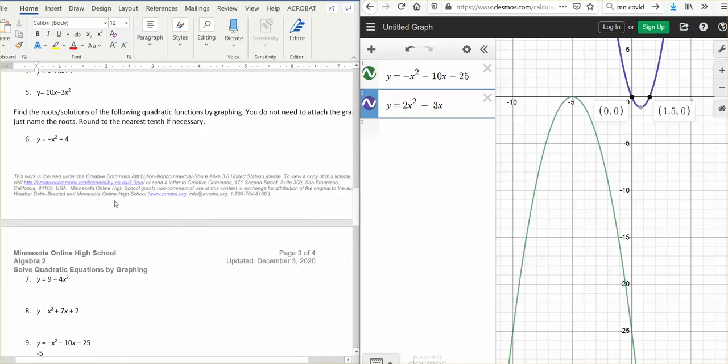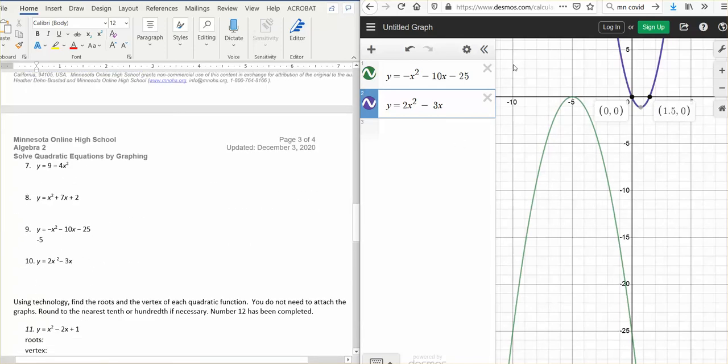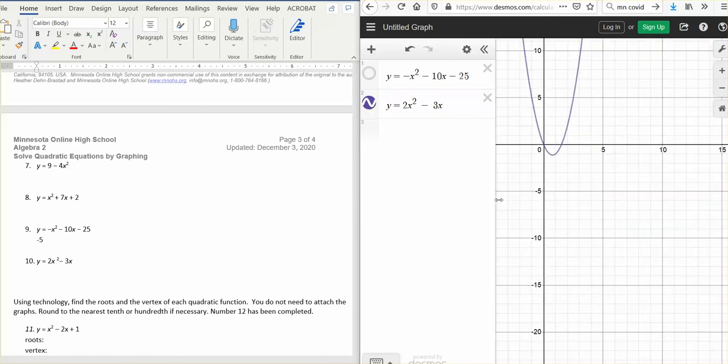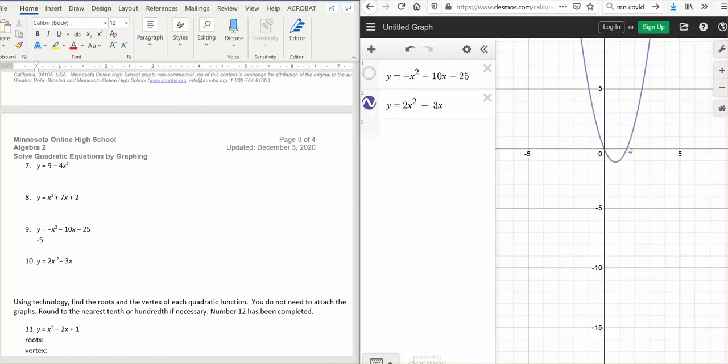So when you're doing numbers 6 through 10, you can put them on the same page. You don't have to attach it. You could even just turn off the one so you can just focus on that one. And then you can zoom in as needed or click to find the solutions to your quadratic function.